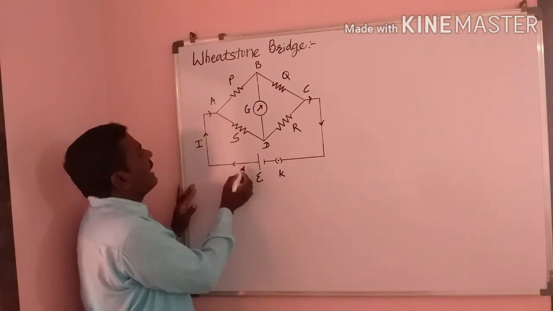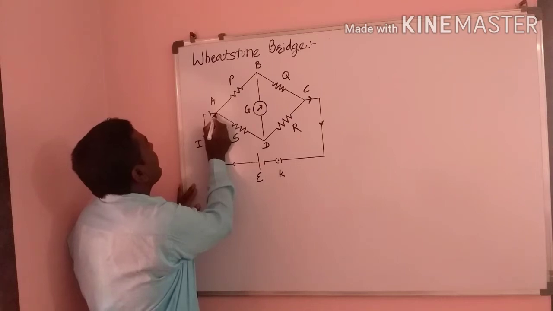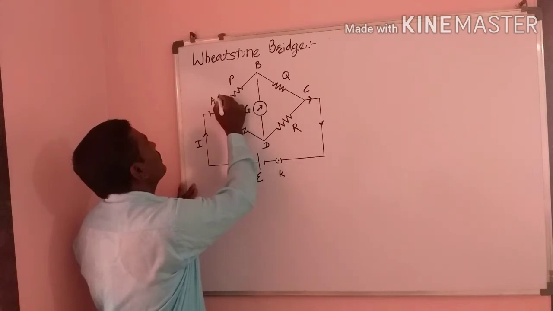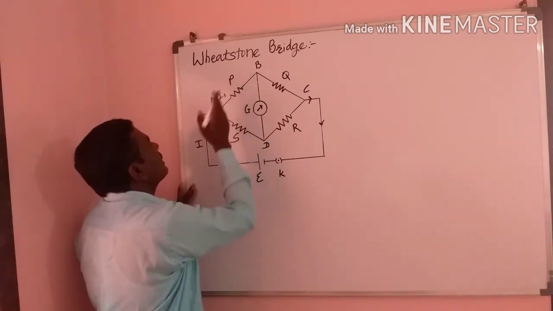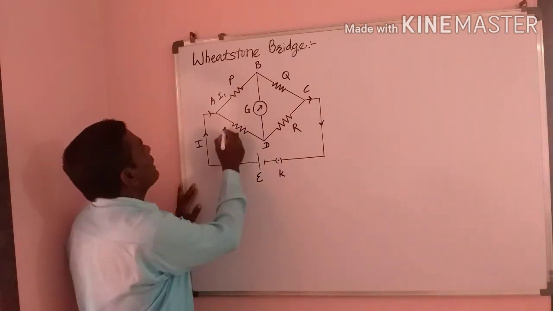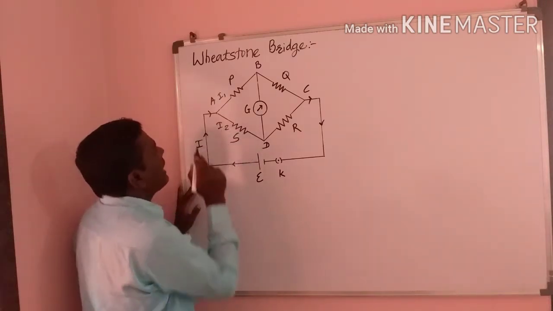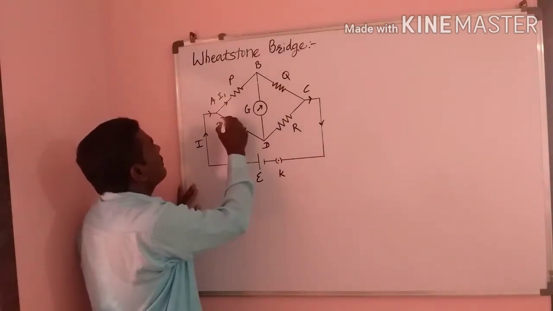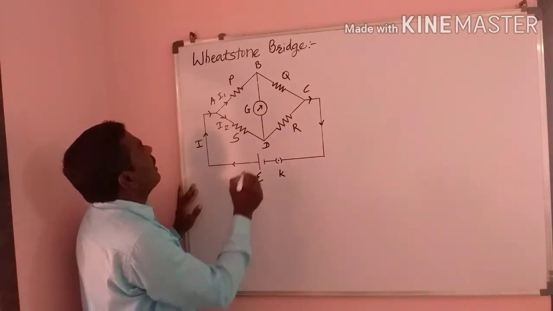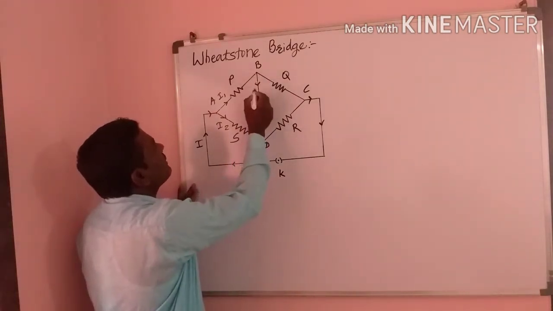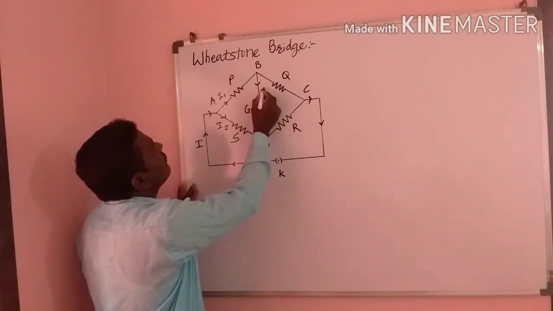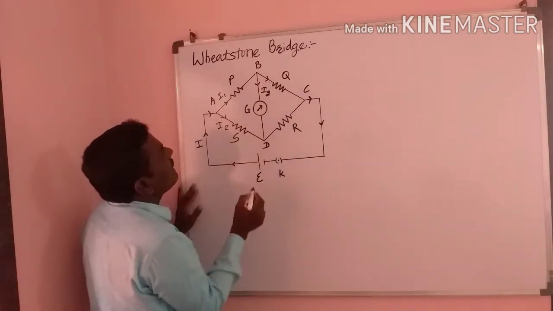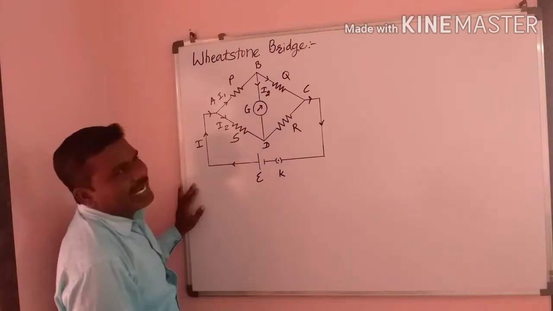When current flows through the EMF of the cell, at this point there is a junction and the current splits into two currents. Suppose the current flowing through the resistance P is I1 and the current flowing through the resistance S is I2. This is the direction of conventional current. Again at point B, the current flowing through the galvanometer is Ig, and here we can find the value of the current through the resistance Q.